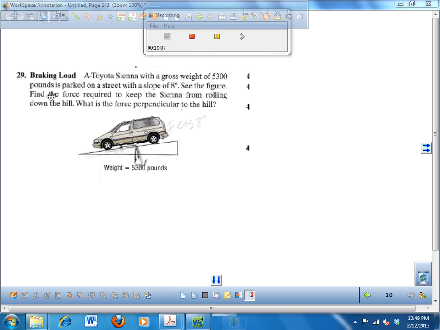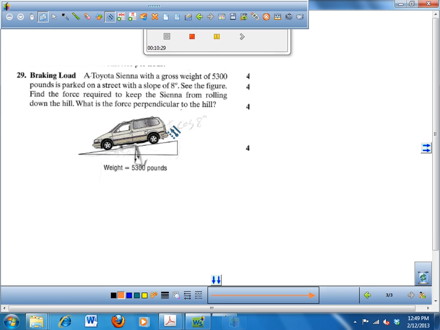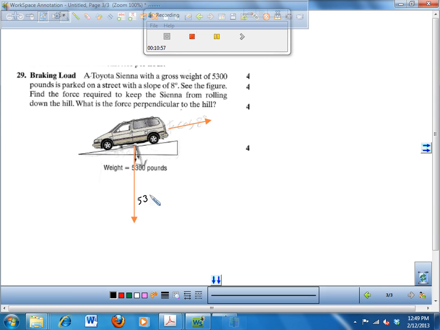See the figure. Find the force required to keep the Sienna from rolling down the hill. Basically, what you want to know is how much force you have to hold that guy up with. It's pretty easy, because you can break this vector. There's a weight going straight down, and that weight is how much? It says 5,300 pounds.